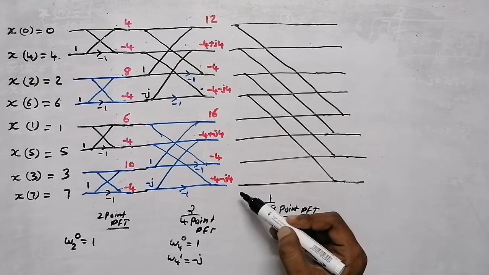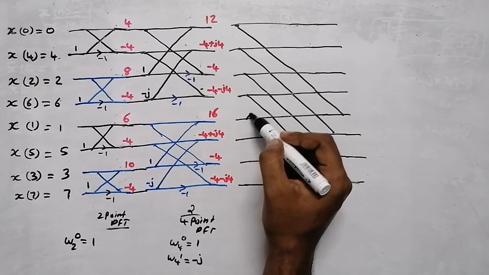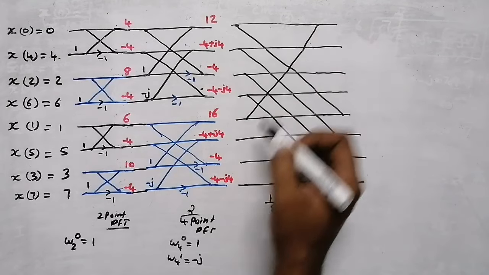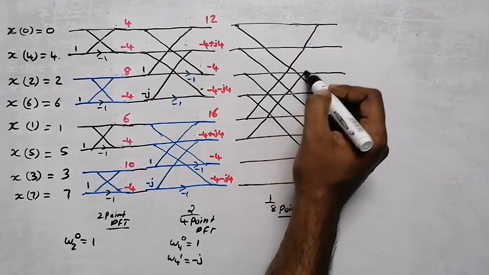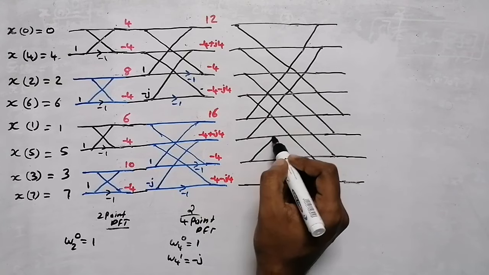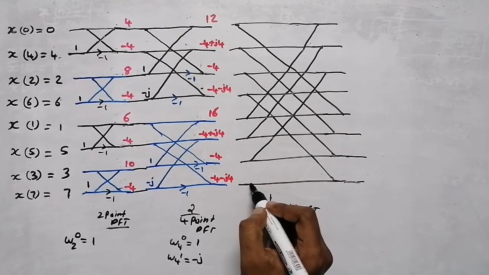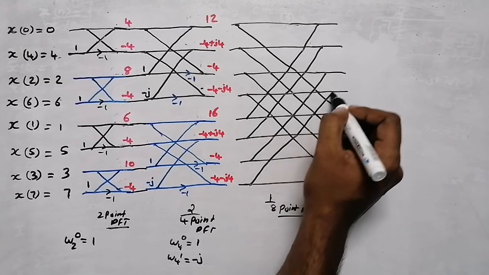Now we need to draw from bottom to top. Starting from here, 1, 2, 3, 4. Starting from here, 1, 2, 3, 4. Starting from here, 1, 2, 3, 4. Starting from here, 1, 2, 3, 4.